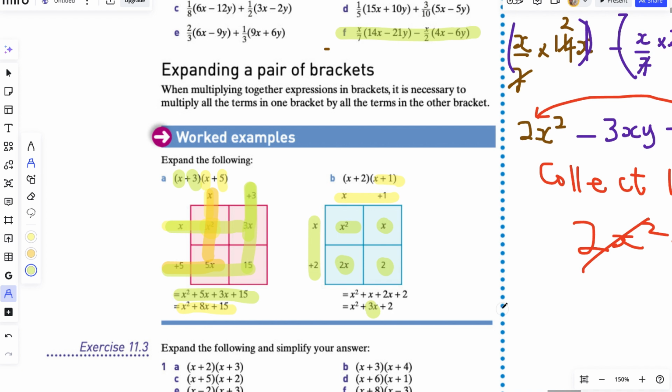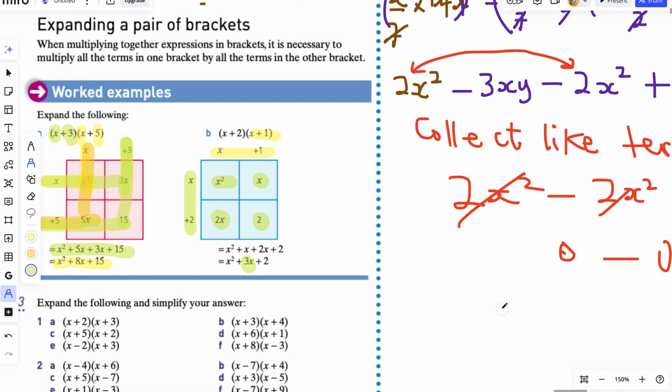Now if we want to expand without using the box, let's quickly do only one. Let's do the first one, which is x plus 3 in one bracket and x plus 5 in the other bracket. So let's just do this one, and then we'll move on to the next segment of algebra. x plus 3, x plus 5. If you don't want to use the box that we just described, you can do it this way.